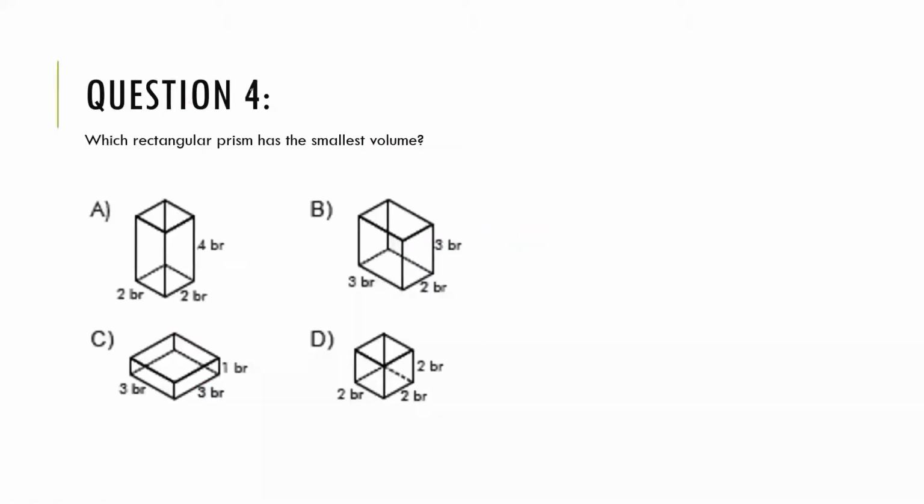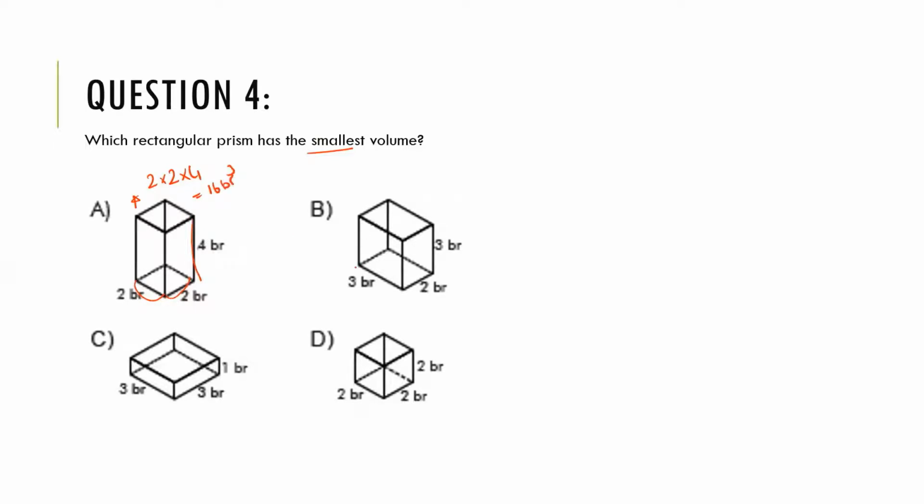Question 4 asks, which rectangular prism has the smallest volume? So we should find all of them. Let's look at the first one. Here the length is 2, the width is 2, the height is 4, and we multiply all of them. 2 multiplied by 2 multiplied by 4 is equal to 16 unit cubes.